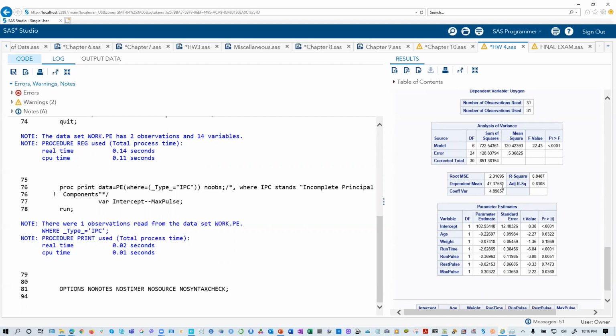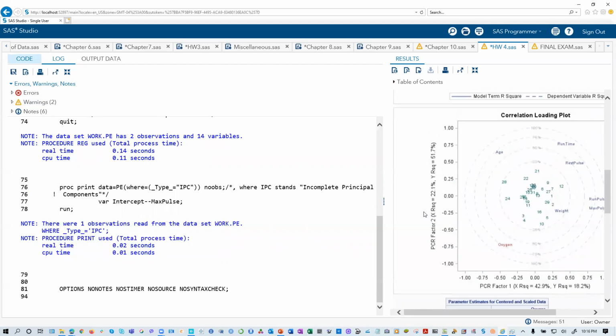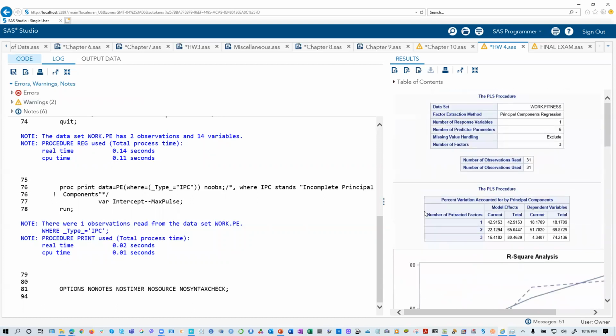47, 37. See, let's say dependent mean, 47. See that these are the principal components. See, from the same percentage of variation accounted for by the principal component. Those are the variation. Okay, dependent variation, how much being accounted by the principal component. These are from the model effects. These are from the principal component. How much variation being explained by those principal component.